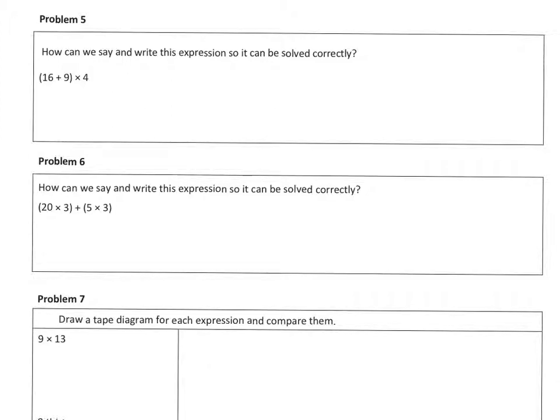So how about this? How can we say that to make sure that people don't get confused and know that they have to use the parentheses first? Well, if we're adding first, 16 plus 9, we call that the sum. And then we're multiplying it by 4. So we could say 4 times the sum of 16 and 9.